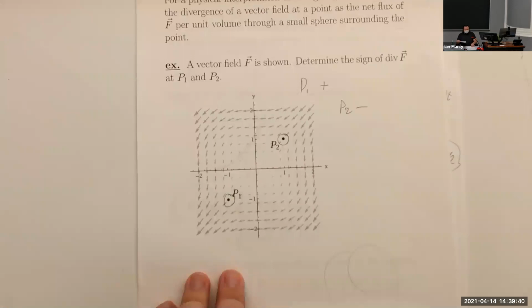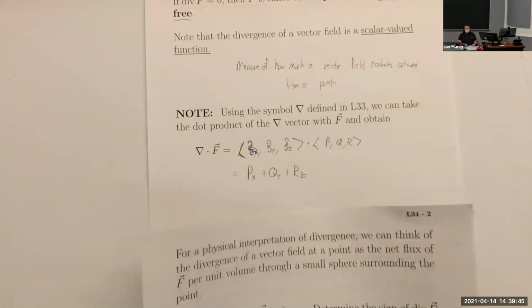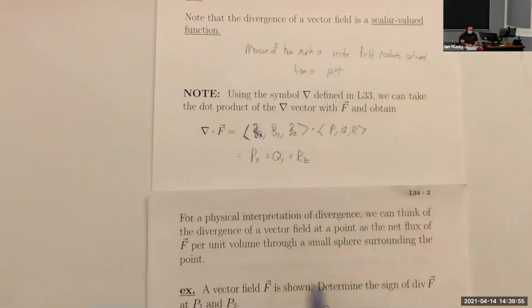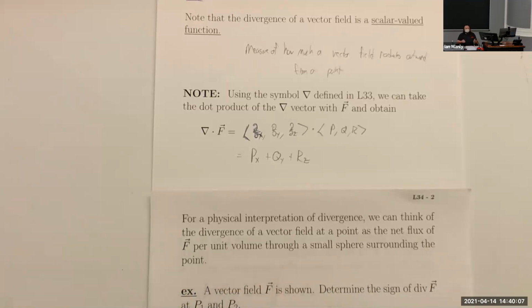Okay, now kind of like how the curl deserved its name, because it was roughly telling you how much you were twisting around a particular axis, divergence also makes sense if you think about the physical interpretation. For a physical interpretation of divergence, we could think of the divergence of a vector field at a point as the net flux of the vector field per unit volume through a small sphere surrounding the point. Okay, so that's a technical way of thinking about it. The layman's terms way of thinking about it is how much the vector field is radiating away from a particular point.